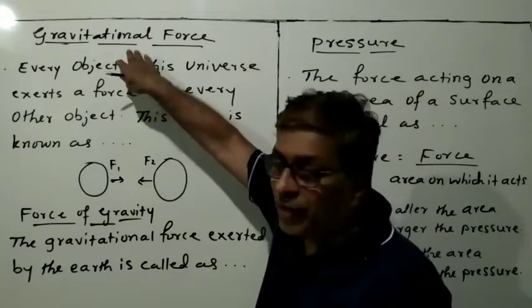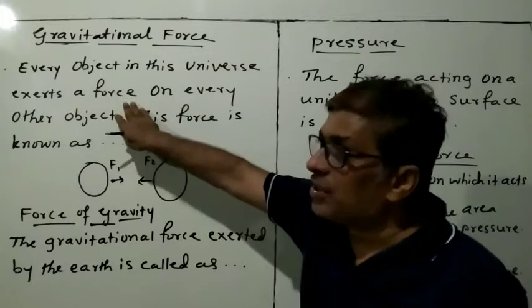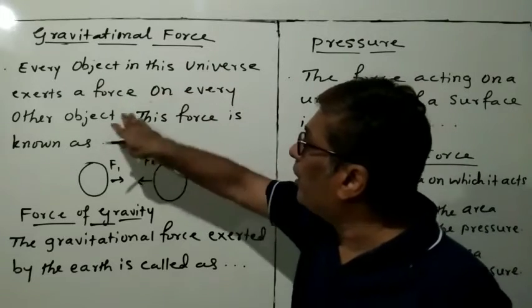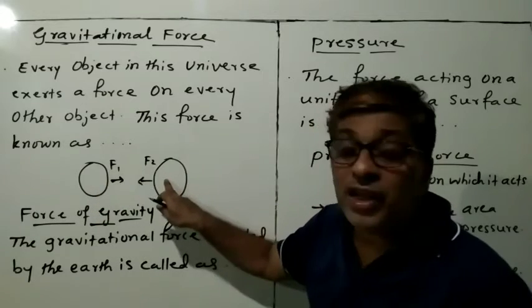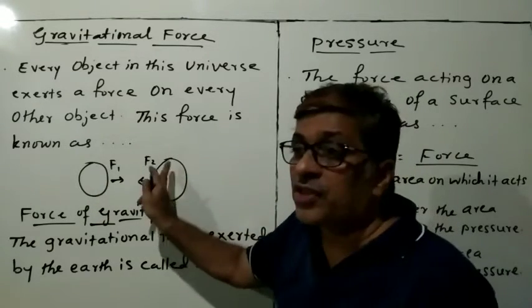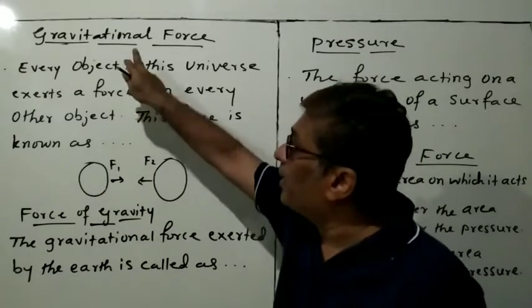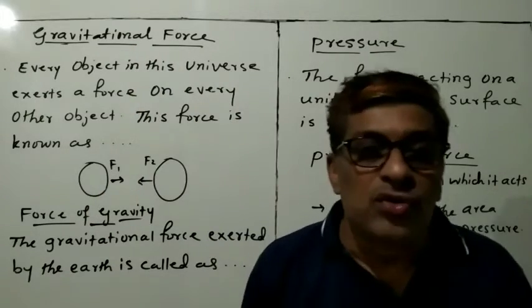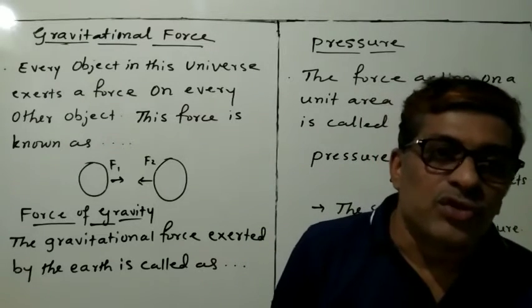Then we have discussed gravitational force also. Every object in this universe exerts a force on every other object. For example, this object exerts a force on this object, and this object exerts a force on this object. This force is known as gravitational force.